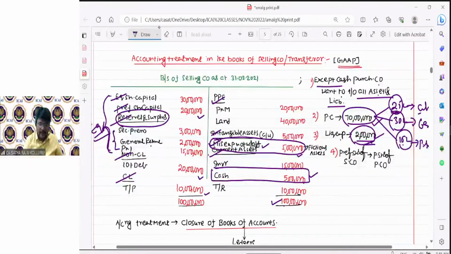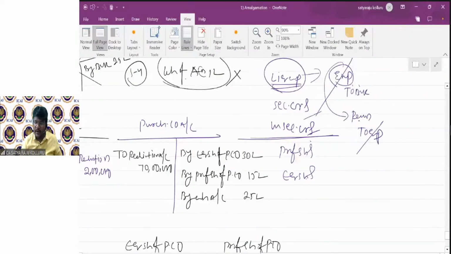If I check in the balance sheet, non-current liabilities are there, current liabilities are there. Both are taken over by whom? The purchasing company. That's why there is no leftover liability in my books of accounts. No need to settle any secured creditor. No need to settle any unsecured creditor. Next in the order, whom should I settle? Preference shareholders, I should settle.